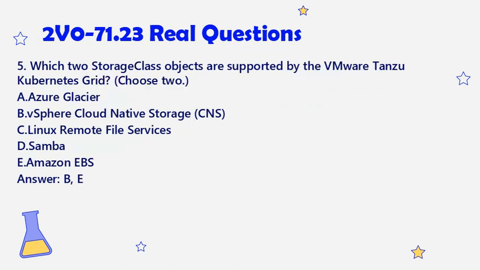5. Which two storage class objects are supported by the VMware Tanzu Kubernetes Grid? Choose 2. A. Azure Glacier, B. vSphere Cloud Native Storage, CNS, C. Linux Remote File Services, D. Samba, E. Amazon EBS. Answer: B, E.